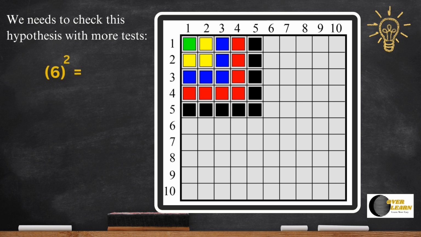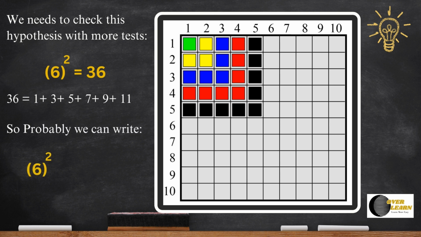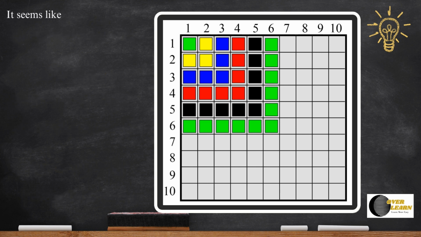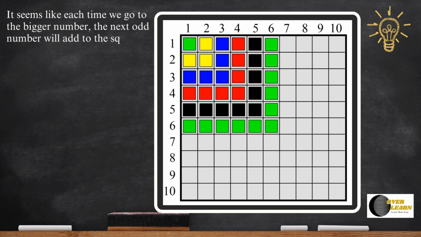6 power 2 is equal to 36. And 36 is equal to 1 plus 3 plus 5 plus 7 plus 9 plus 11. So probably we can write 6 power 2 is equal to 5 power 2 plus 11. And that looks correct. It seems like each time we go to the bigger number, the next odd number will be added to the square of the previous number, isn't it?